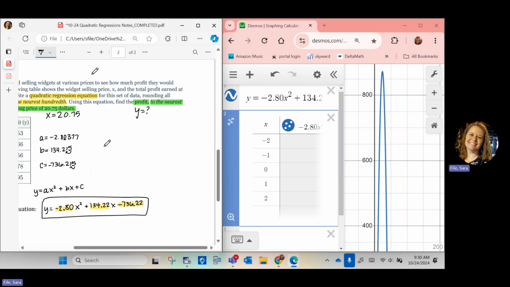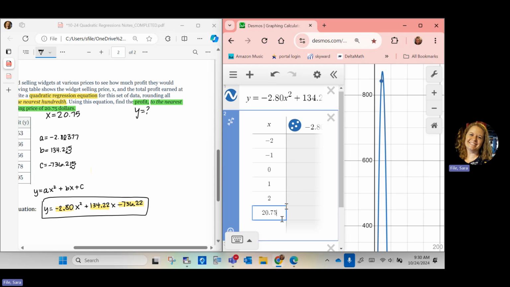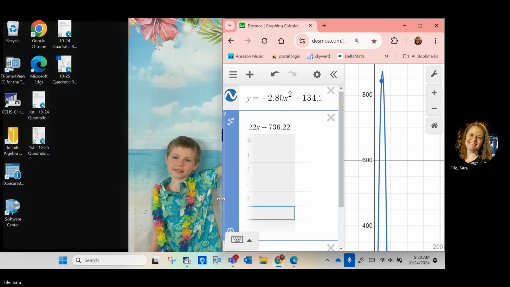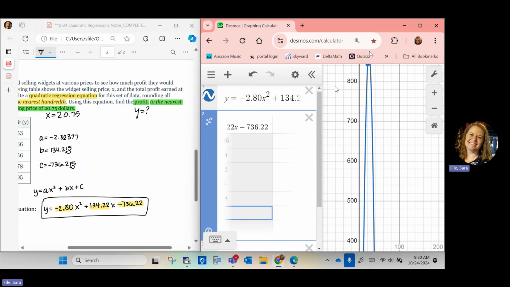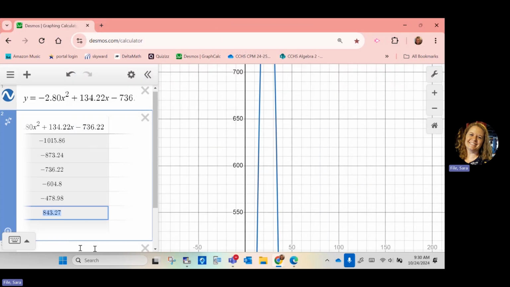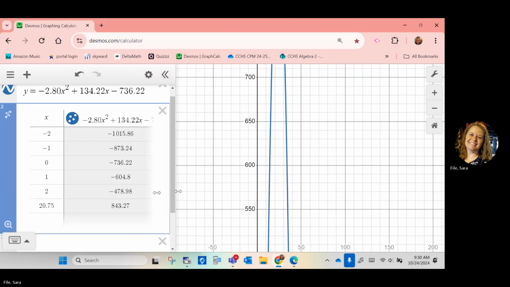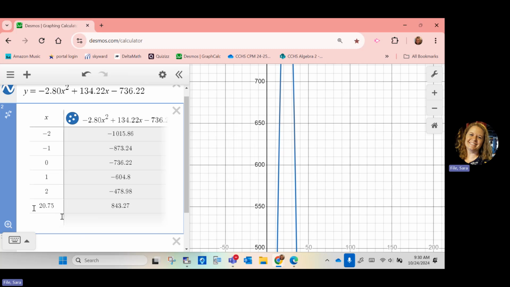So multiple ways we could do that. It says to use the equation, so you could plug in 20.75 for x. It'd have to go in both spots. X is twice in the equation. Or you could come to the table and type in 20.75 as the x and see what the y comes out as. I need to make this bigger so we can see it. So when x is 20.75, the y is 843.27.